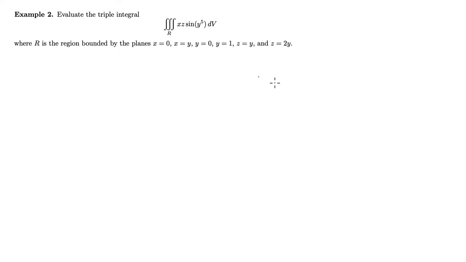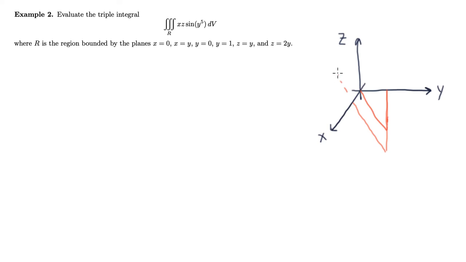Now this region is just bounded by a bunch of planes. So let's draw our three-dimensional coordinate system. Here's x, here's y, and here's z. Okay, so let's look at these planes. We have x is equal to 0. Well, that's the yz plane. Then we have the plane x is equal to y. So here's the line x equals y. And then we have this plane going off like that.